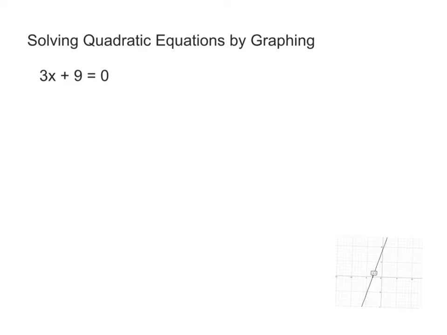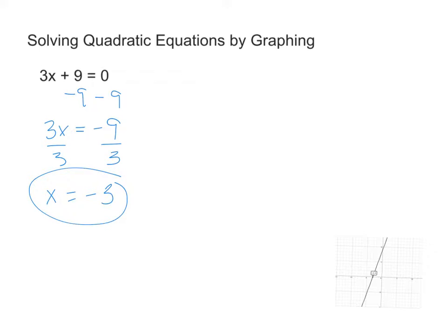Subtract 9 from both sides. 3x equals -9. And then divide by 3. x equals -9 divided by 3, which is -3. So you should be pretty good at solving those simple linear equations now.